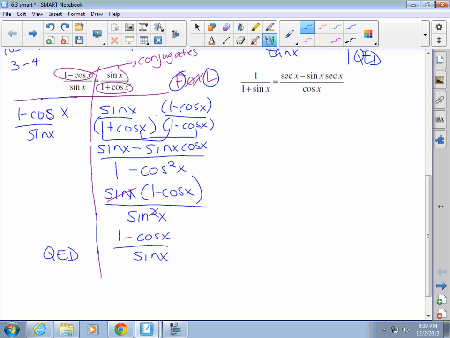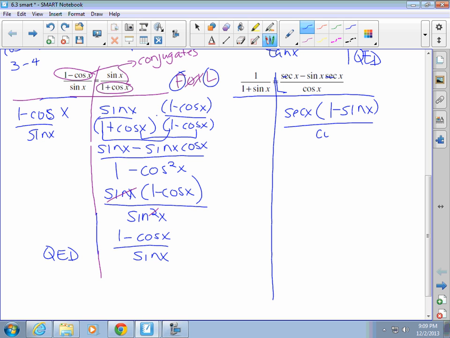So right now there's really not much I can do with this left side of the equation, so I'm just going to leave it as is. And I'm going to see what I can do with my right side of the equation. So secant x minus sine x secant x. Well, I've got a secant in both terms, so I might as well GCF that out. So secant x times (1 minus sine x) all over cos x. Secant x is the same as 1 over cos x. I'm just going to put my divide sign here so that you know it's a divide and not a fraction, all over cos x.